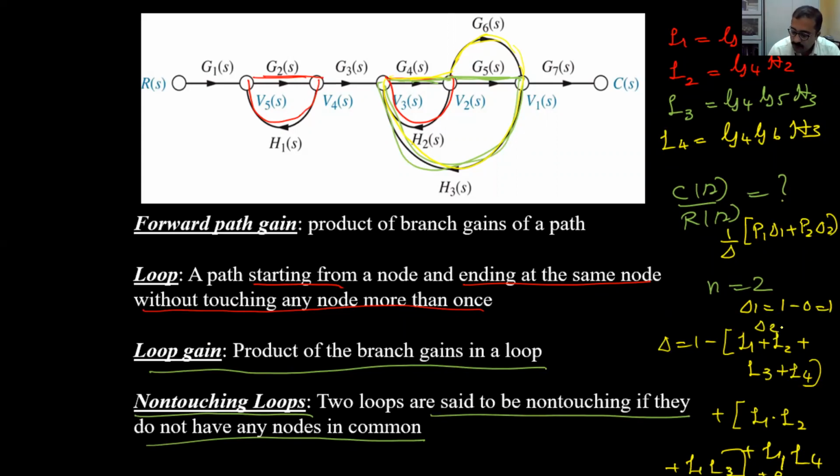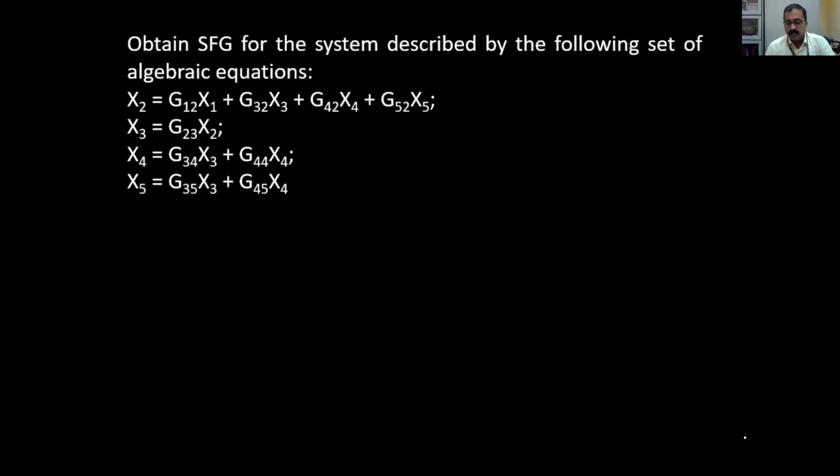Now what is delta 2? 1 minus sum of all individual loop gains not touching the second path. Which is the second path? G1, G2, G3, G4, G6, and G7. Again, all the loops are touching. That means delta 2 is also 1 minus 0, which is equal to 1. So what will be our transfer function? It will be P1 delta 1 plus P2 delta 2 divided by delta. The delta is 1 minus of L1 plus L2 plus L3 plus L4 plus L1 L2 plus L1 L3 plus L1 L4. Okay. So in this way we can find the transfer function. So let us try one or two questions.